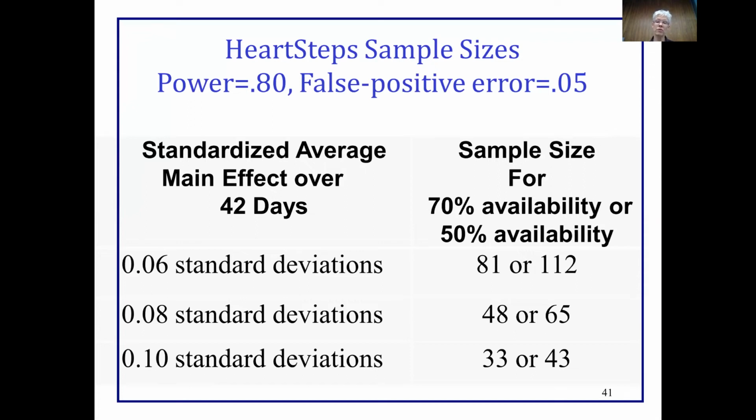Now, you do have to specify how often you think people will be available. So you see the two sample sizes, number of participants, for 70% or 50% availability. Of course, the fewer people are available, the more people you need, and you can see those numbers here. In HeartSteps, the actual study, we recruited 40 people. It turns out in the actual study we had around 80% availability, so we were being very conservative here.